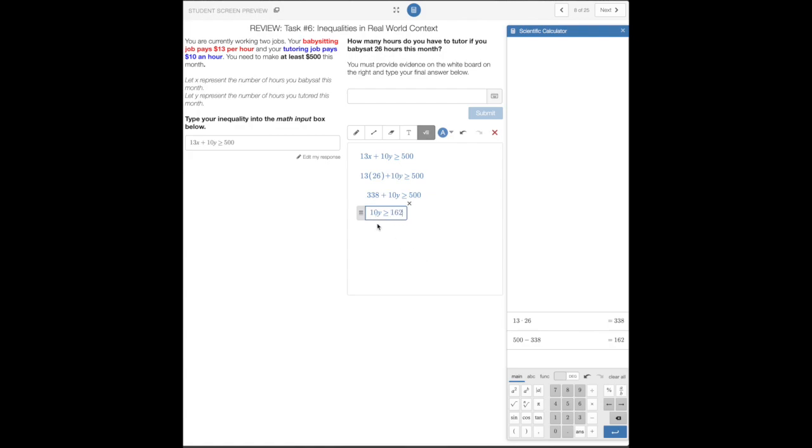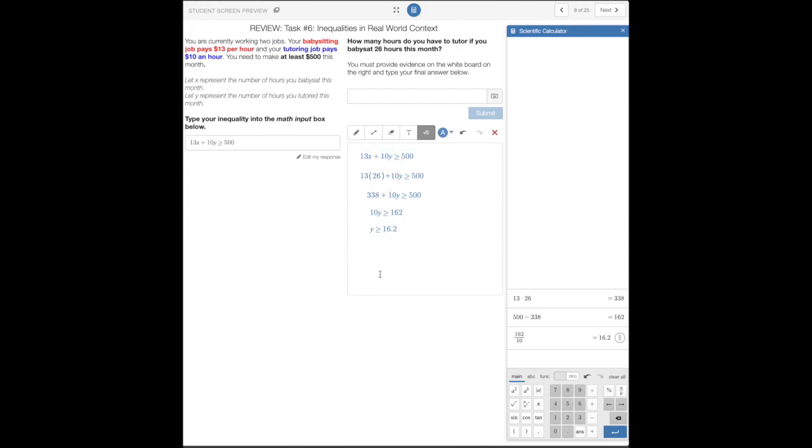Now to get y by itself, I divide both sides by 10. y is greater than or equal to 16.2. If you didn't know, that's 162 divided by 10. That's how we get that. Now I like to interpret this. You can work 0.2 hours. That actually makes sense. You didn't work a full hour, but it's possible to work a partial hour. So you can do that.